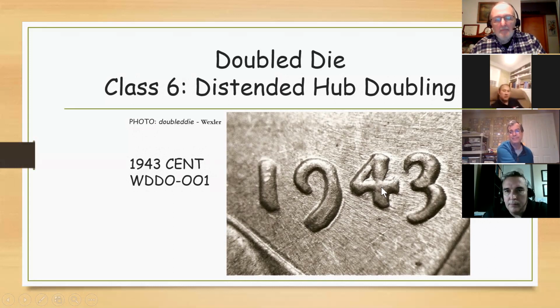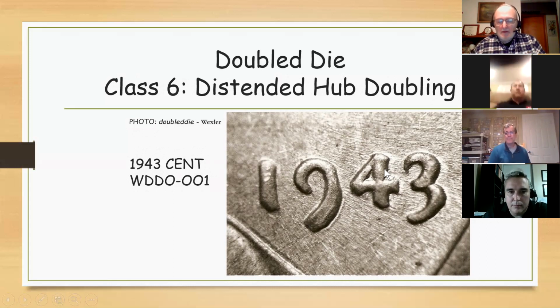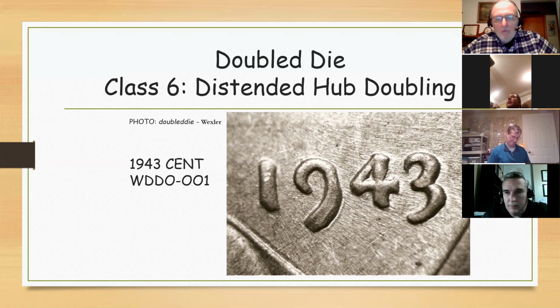With this, you see how fat the numbers are. This is from that distended hub doubling. It's classic, a very strong example of a class 6. The double die variety showing extreme extra thickness to the date, especially the lower 9, but I think the 4 is pretty distended as well. But this is another fairly easy one to explain and an easy one to pick out.